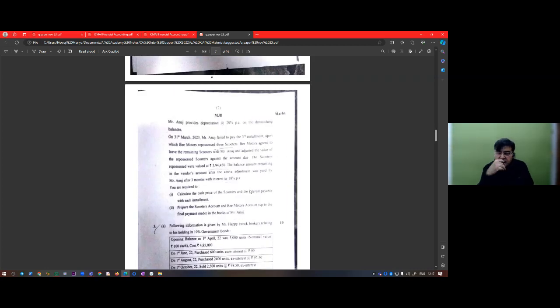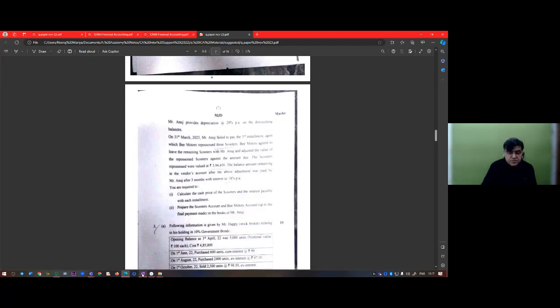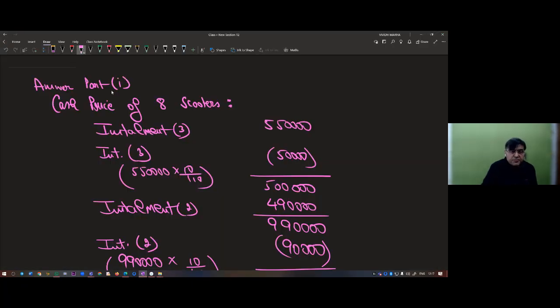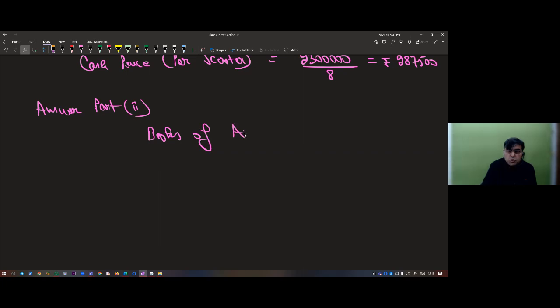What answer are they demanding? Cash price of the scooters, interest payable in each installment, prepare scooter account in the books of Ajay, Anuj. This is answer part 1. Now answer part 2, in the books of Anuj.